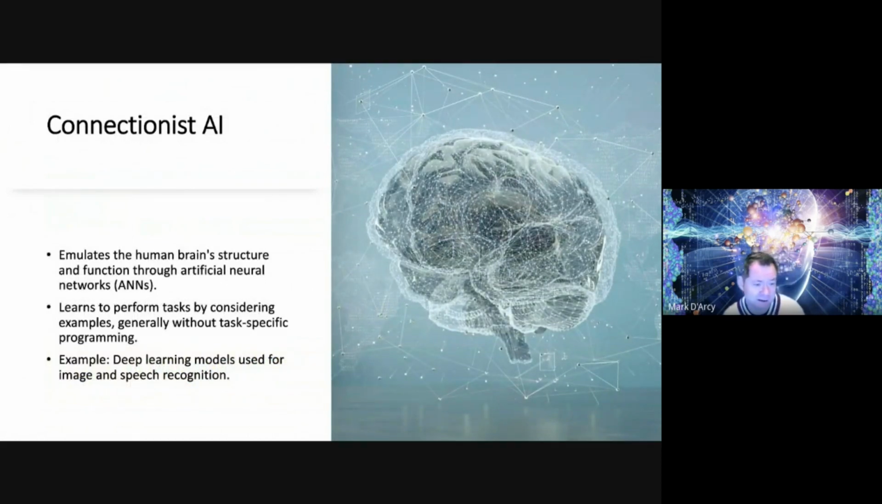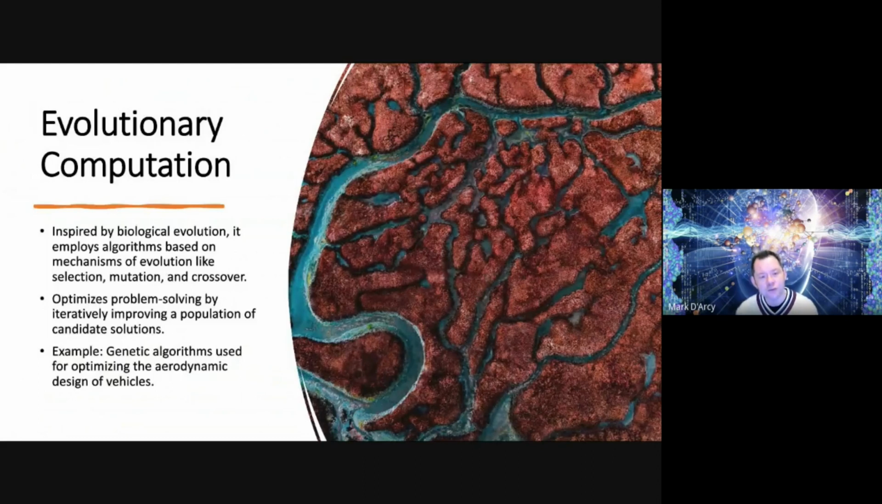Then we have connectionist AI. This emulates the human brain's structure and function through artificial neural networks, ANNs. It learns to perform tasks by considering examples, generally without task-specific programming. An example would be deep learning models used for image and speech recognition. Then evolutionary computation. Inspired by biological evolution, it employs algorithms based on mechanisms of evolution, like selection, mutation, and crossover. This optimizes problem solving by iteratively improving a population of candidate solutions. One example would be genetic algorithms used for optimizing the aerodynamic design of vehicles.